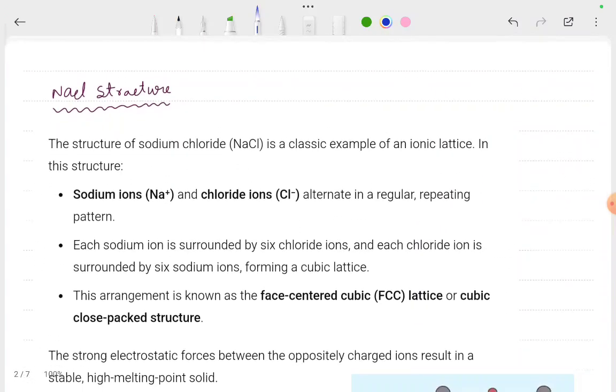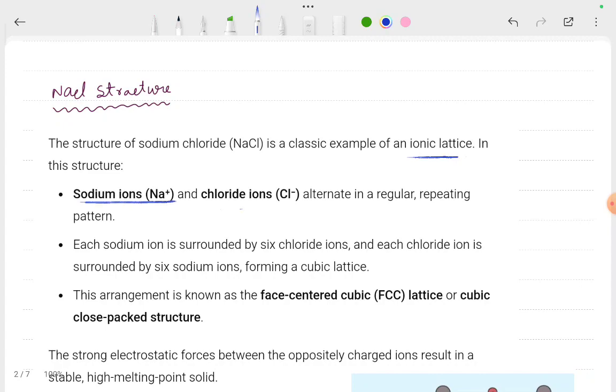First of all, the first structure is the NaCl structure, the structure of sodium chloride. NaCl is a classic example of an ionic lattice. In this structure, sodium ions, Na plus, and chloride ions, Cl minus, alternate in a regular repeating pattern. In the NaCl crystal, Na plus and Cl minus ions are arranged in an alternating manner. At one position an Na plus ion is present, at another position a Cl minus ion is present, and this pattern is repeated consecutively. Then the NaCl structure is formed. This is the first point.